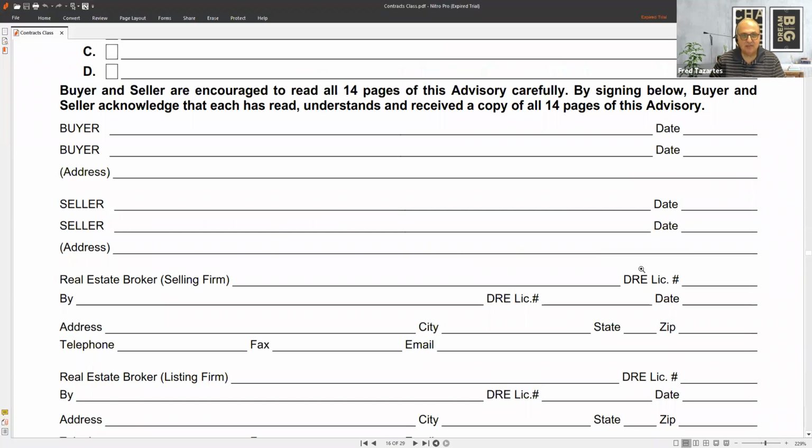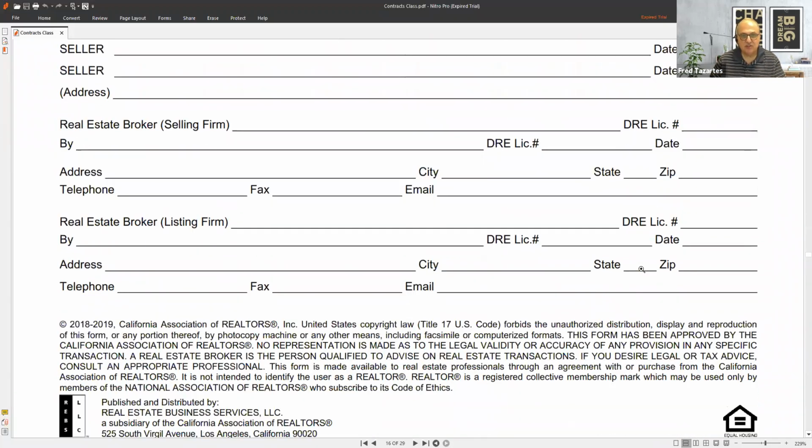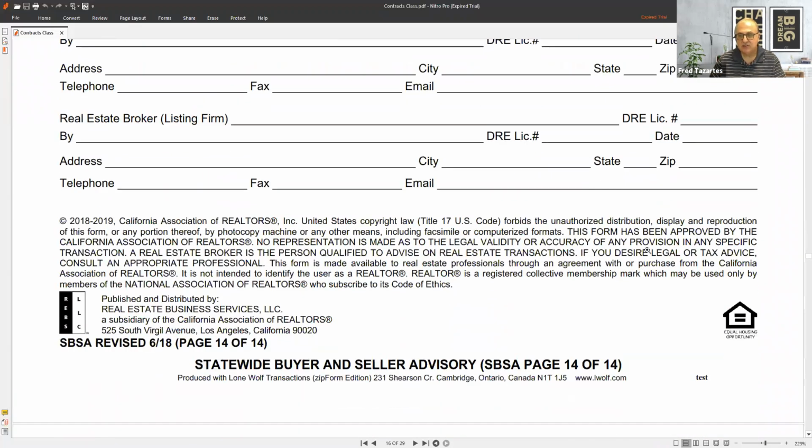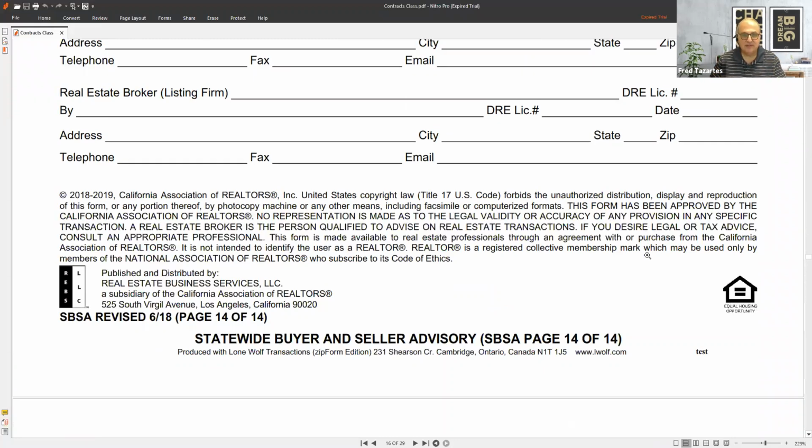Everyone's got to sign that, buyer, seller, both agents, and that's the 14 pages. Like I say, everything in this disclosure is at least 2 other places, but this sort of puts it all together in one place.